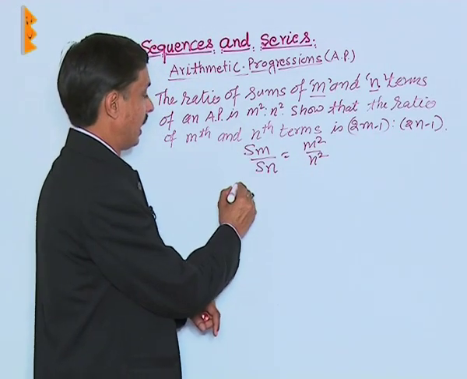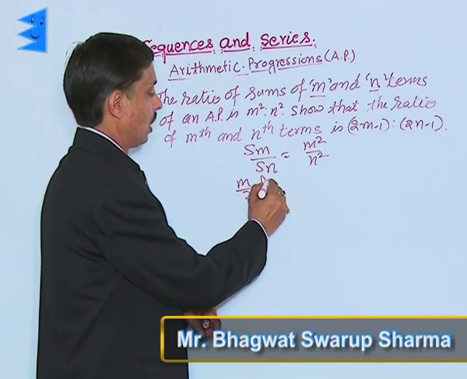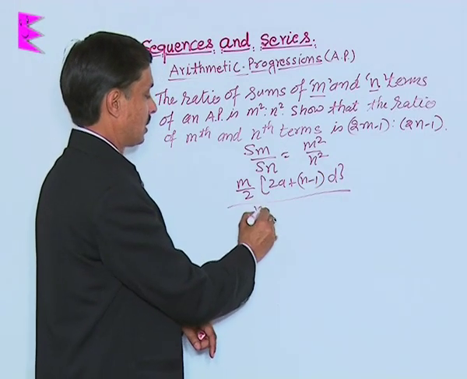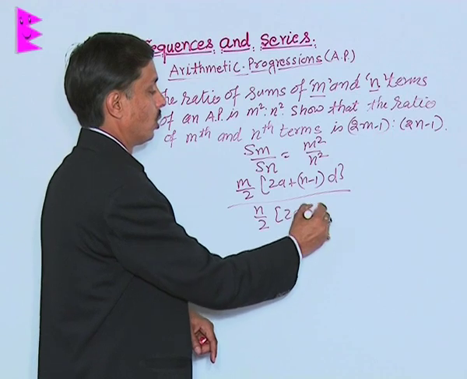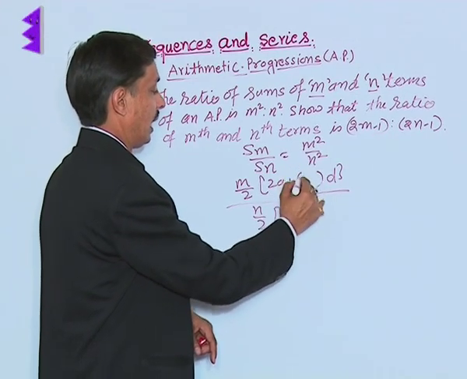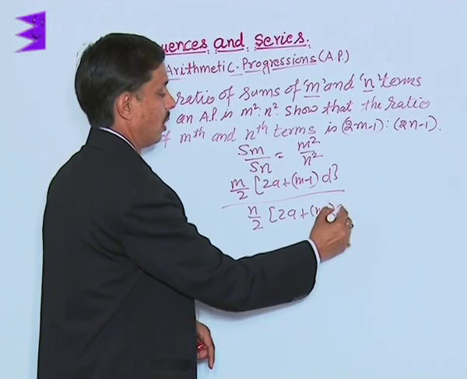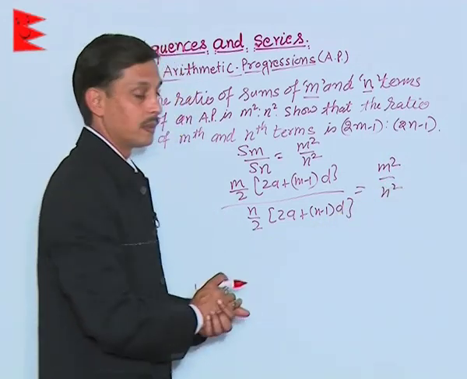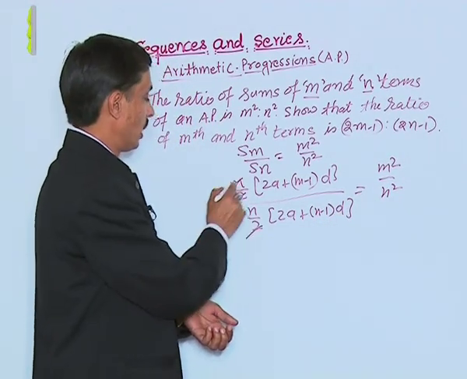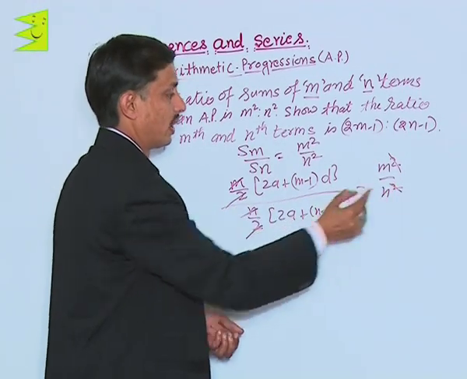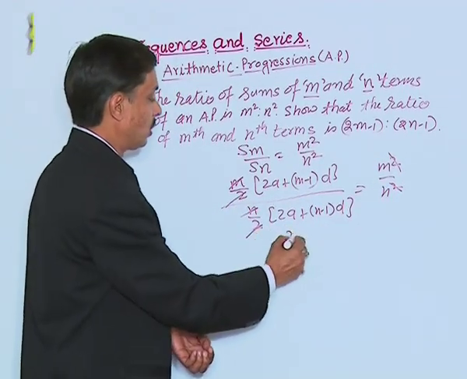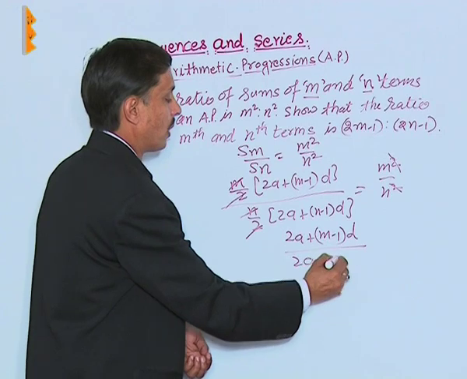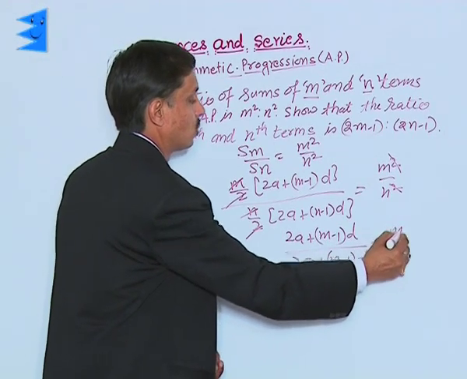We can write Sm as m by 2 into 2a plus m minus 1 into d. And Sn can be written as n by 2 into 2a plus n minus 1 into d, and that result is given equal to m square upon n square. So 2 and 2, m and m square, n and n square get cancelled. We are left with 2a plus m minus 1 into d upon 2a plus n minus 1 into d is equals to m upon n.